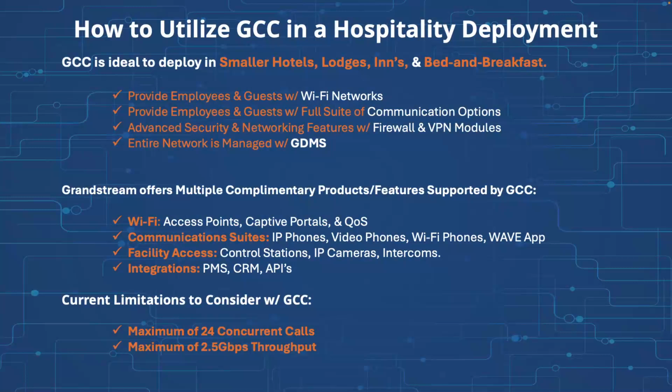And then in the facility access categories, we have control stations, IP cameras, intercoms, and we have multiple integrations from PMS, CRM, and APIs. So really, I want to list two limitations that I would consider before using GCC in a hospitality deployment. The two main ones for me are going to be, there's a maximum of 24 concurrent call paths, and the second is a maximum throughput of 2.5 gigabits per second. If those aren't an issue, then the GCC device is going to be perfect for your hospitality deployment.